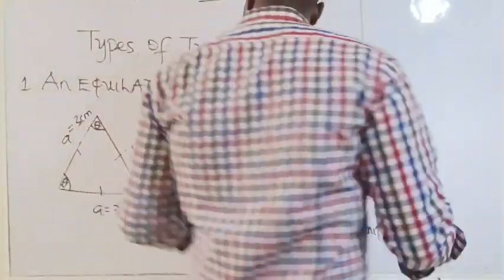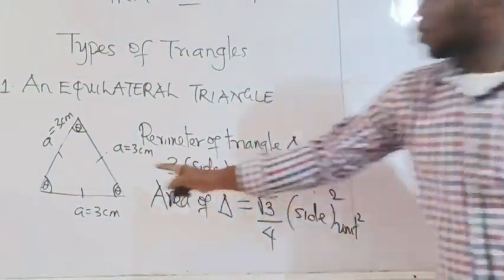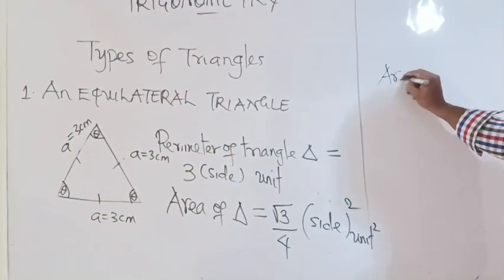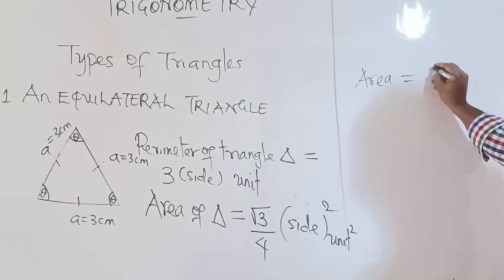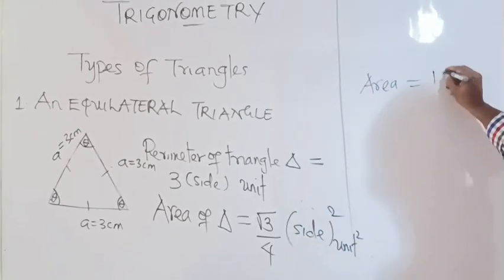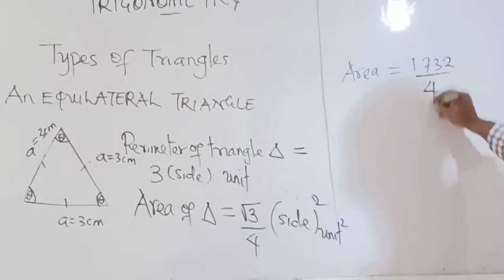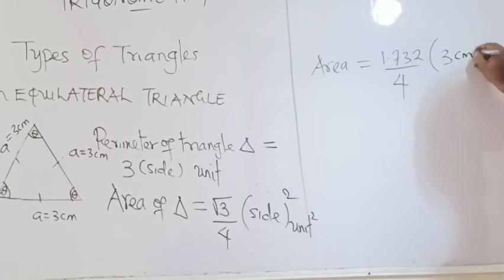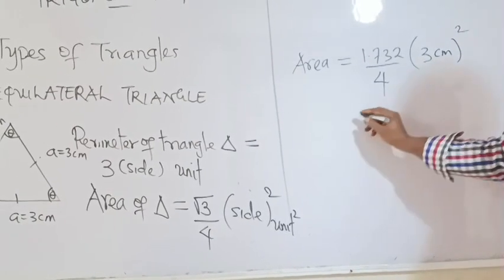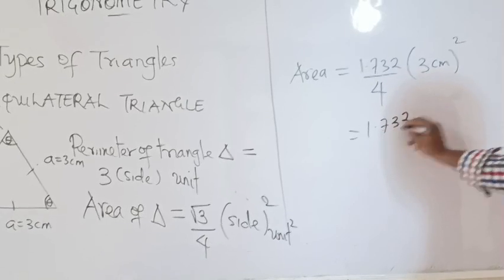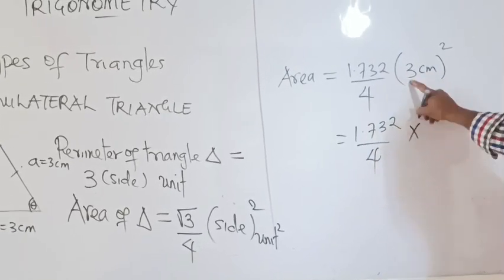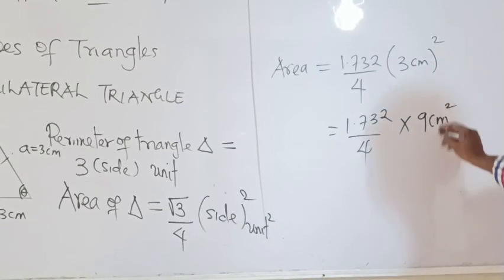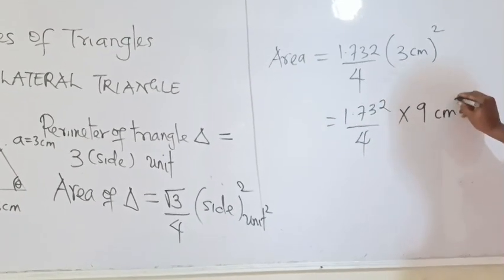So this is for the area of an equilateral triangle with the 3 sides given. So the area becomes the square root of 3, which is 1.732, divided by 4. Then the side is 3 centimeter, and it's raised to power 2. So this becomes 1.732 divided by 4 times 3 raised to power 2, which is 9, and centimeter raised to power 2 is squared centimeter. We need to write this here, squared centimeter.